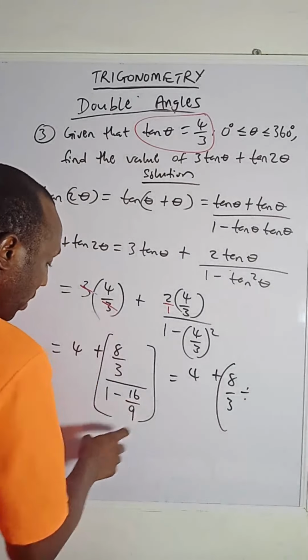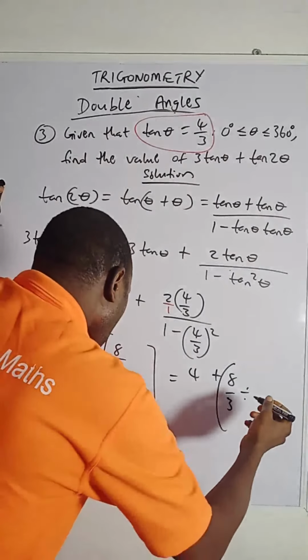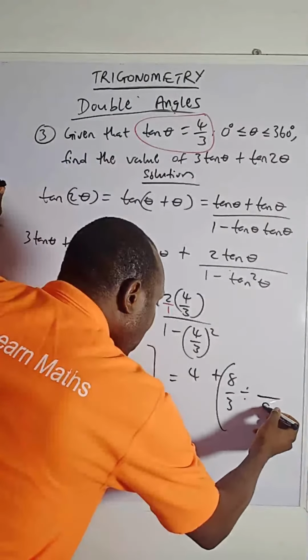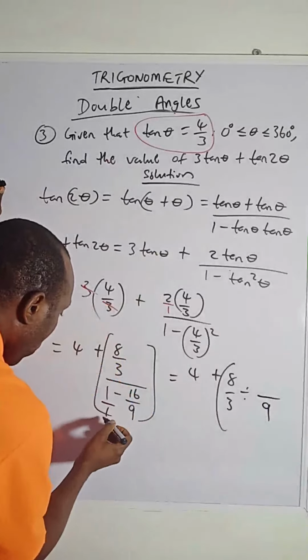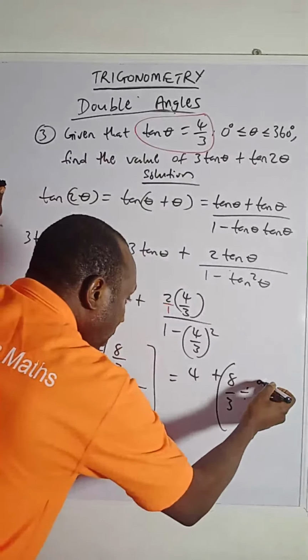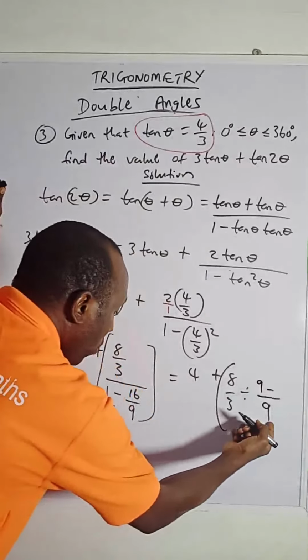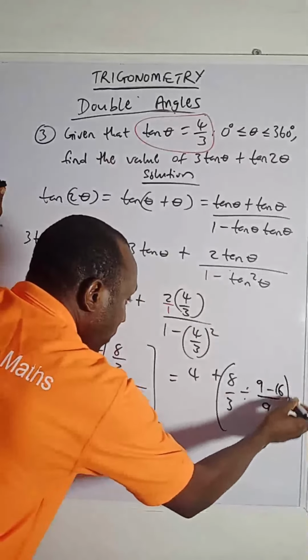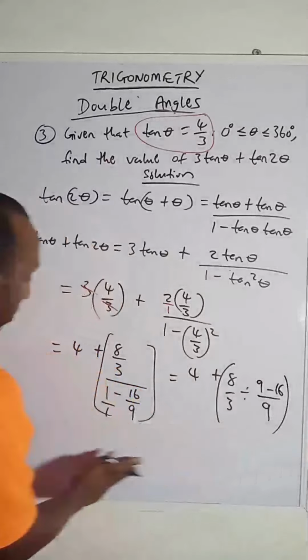What's 1 minus 16 over 9? The LCM is 9, right? This is over 1. 1 into 1 is 1, so 9 times 1 is 9. Minus 9 into 9 is 1, 1 times 16 is 16. Okay? Yes.